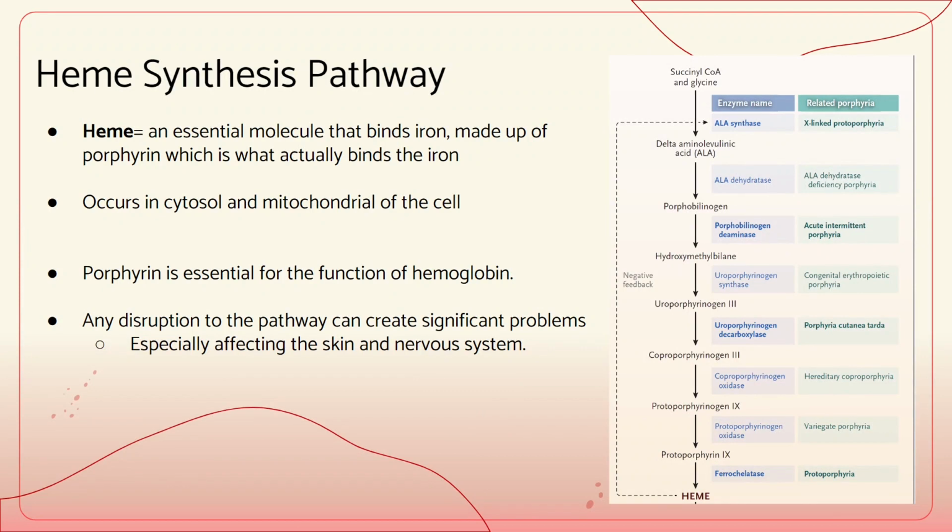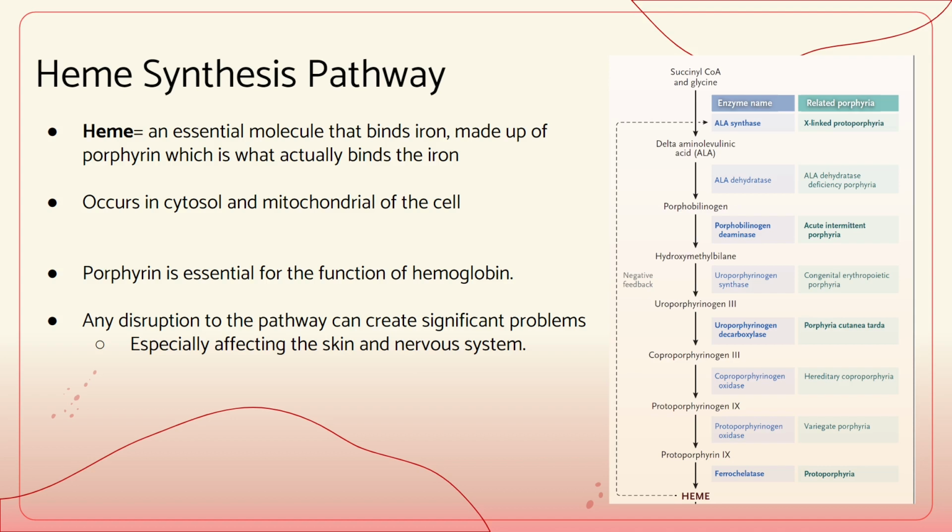Ultimately, we know what heme is at this point. We know it's an essential molecule. It binds iron. It's made up of porphyrin, and that porphyrin component is actually what binds iron. Parts of this pathway are in the cytosol. Parts of the pathway are in the mitochondria. Porphyrin is basically essential for hemoglobin formation and function, and any disruption in this pathway can create significant problems, especially in the skin and especially in the nervous system.